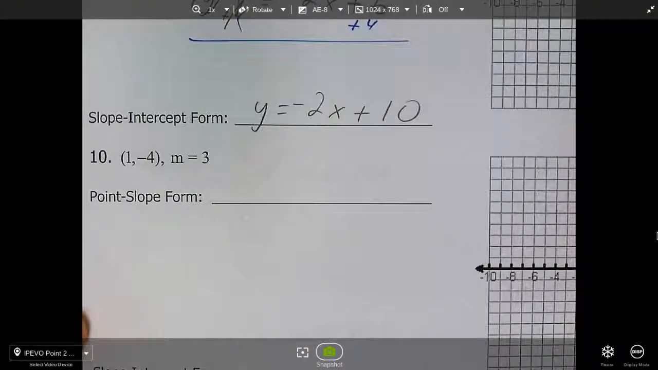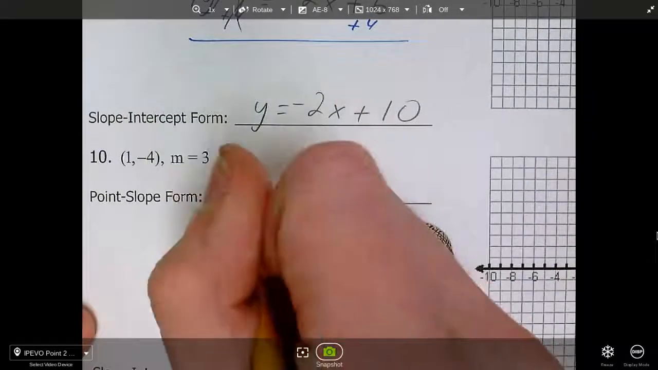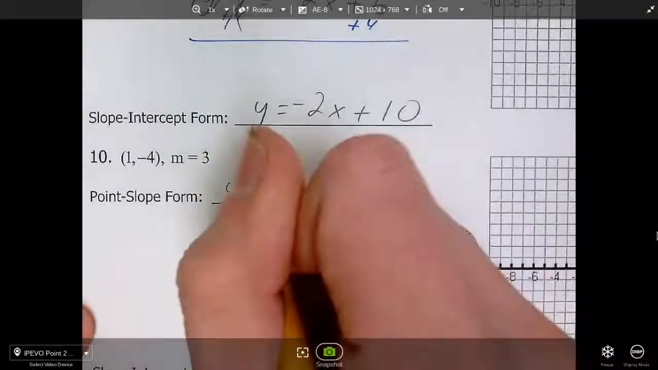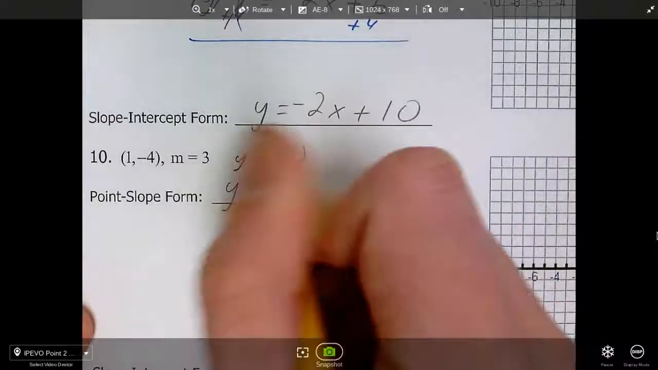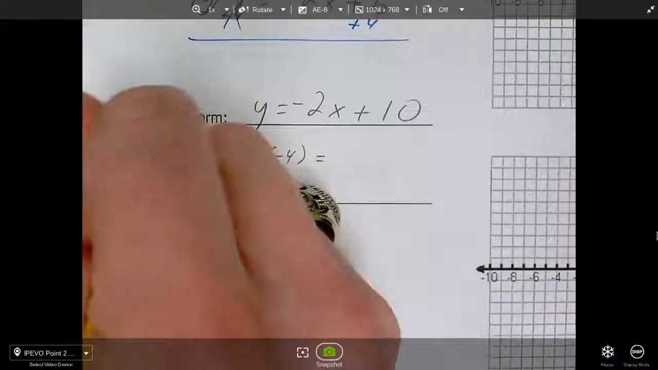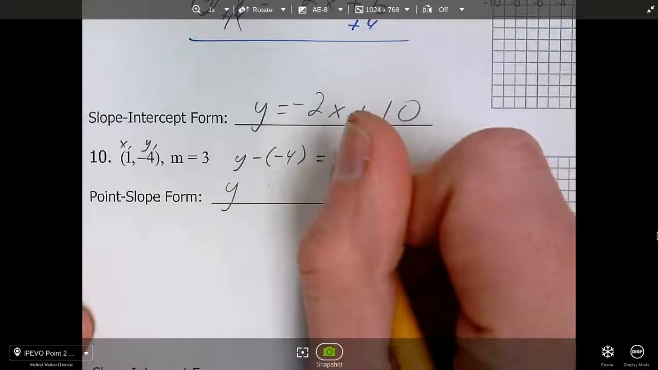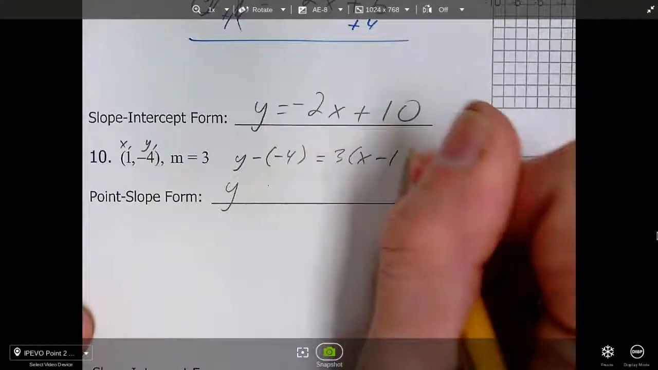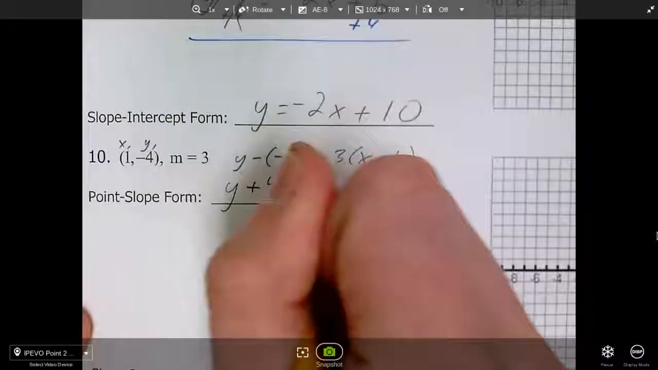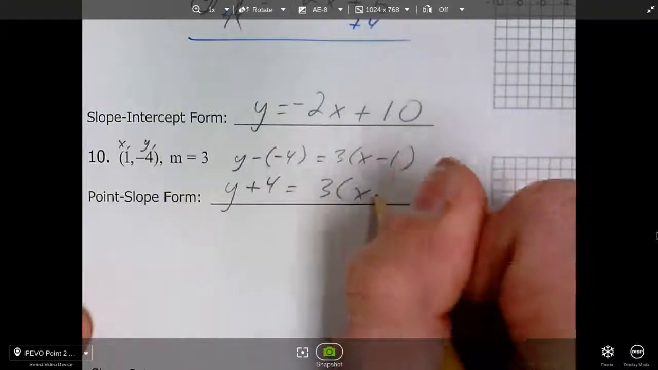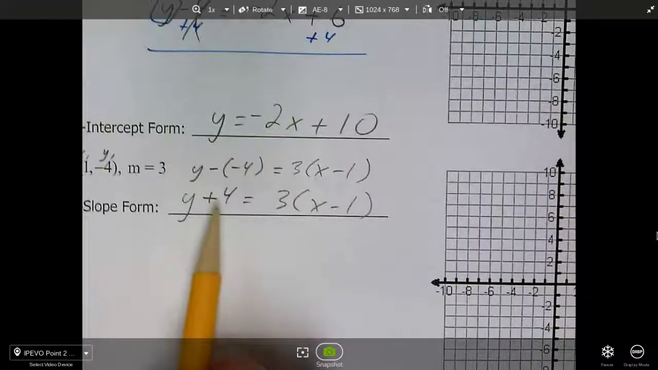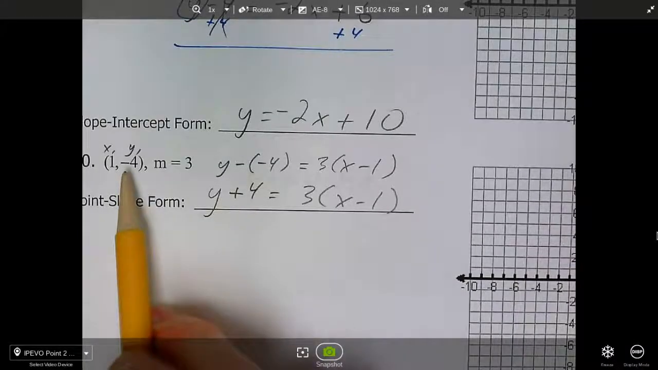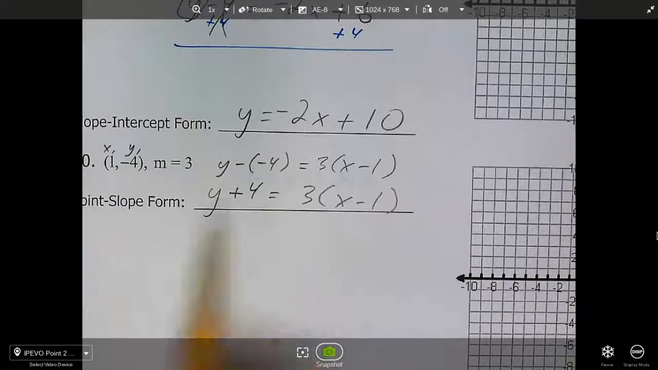Okay, number 10. Again, we'll go to point slope form. So y, and I kind of see what's going to happen, so I'm going to go ahead and write this. Y minus -4 equals m times x minus x1. So it's going to be y plus 4 equals 3 times x minus 1. Okay, so I saw that coming because anytime you have a negative over here, you end up with a plus over here. Positive over there.